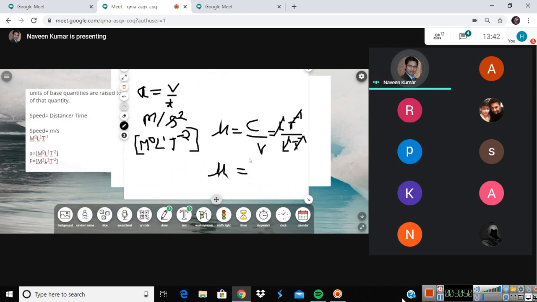Got it? Yes, sir. The rest we will be doing in the next class. There is a table of dimensions in your NCERT book at the back. So you must write down the first 20 dimensions in your physics copy. Okay? Okay, sir. Okay, beta. Thank you.